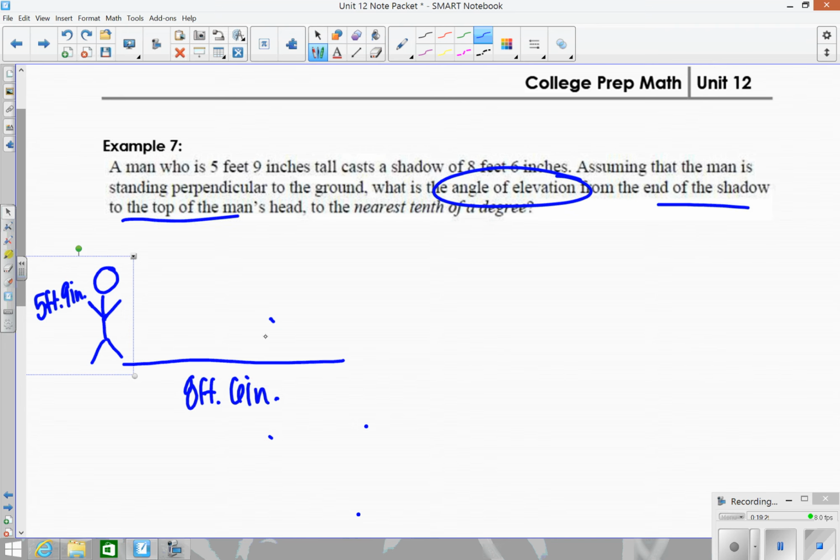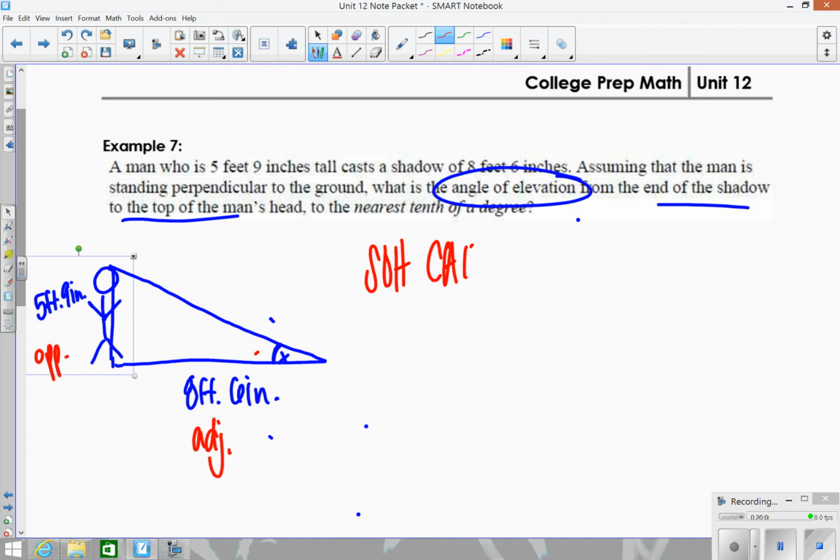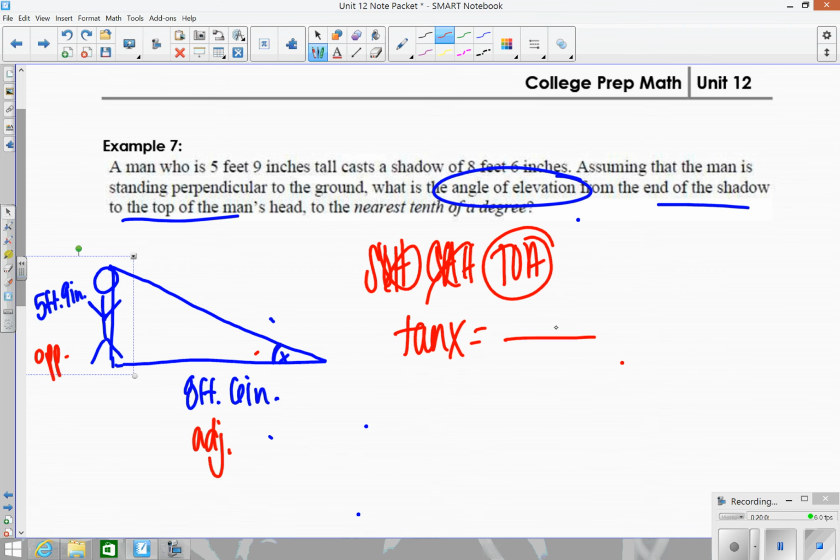So from the shadow to the top of his head is this angle here. Here's the triangle that we formed. Here's my angle of elevation. From the horizon to the top of his head, this is what I'm trying to find. That's going to be my x. In order to do that, this is going to be the opposite. This is going to be the adjacent. If I look at SOHCAHTOA, I'll be using tan, opposite and adjacent. So tan of x is going to equal the opposite over the adjacent.